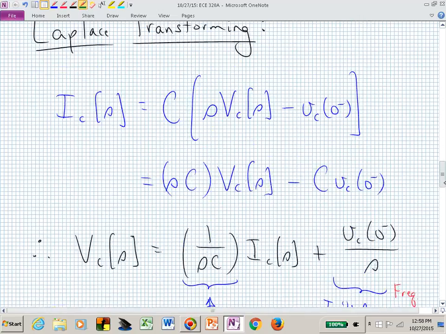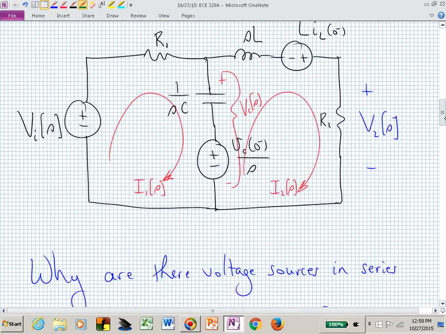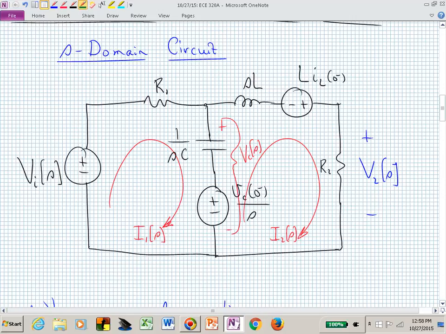Suppose now that we go back to this circuit in the S domain and we try to find V sub 2 of S. And now we're assuming we have all of these initial conditions.